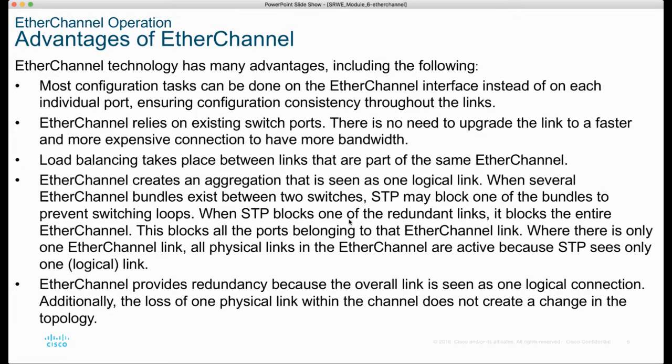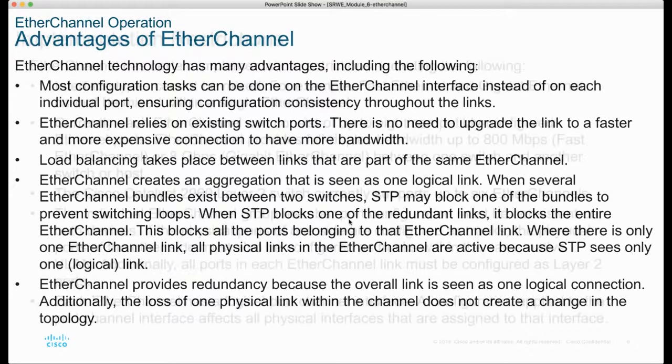So we can use our existing ports. There is a sort of load balancing that takes place, which means they'll send part of the traffic on one wire and part of the traffic on the other wire, so everybody gets the benefit of the double bandwidth. EtherChannel aggregates these together. It looks like one logical link. If I create more than one bundle, STP may block one of them. So we're typically going to use only one bundle, although I think you're allowed up to six or something like that. So this gives us redundancy.